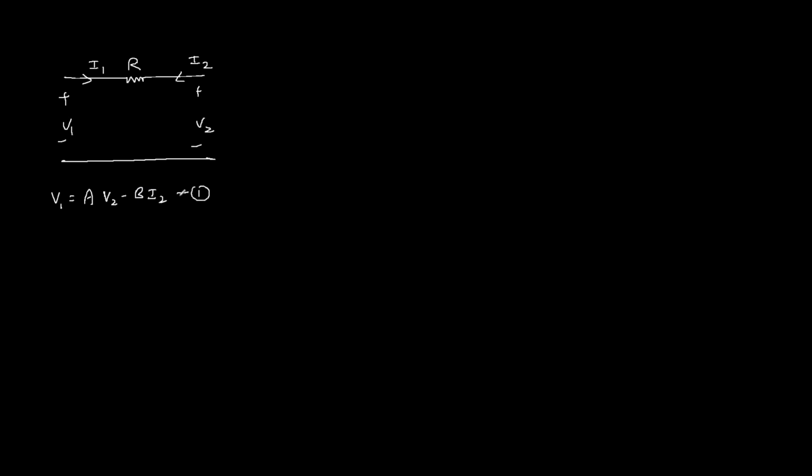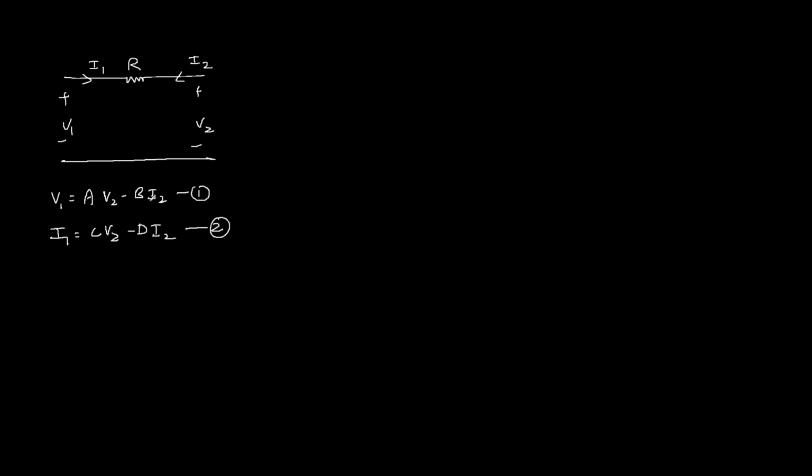Now let us find out the ABCD parameters for this two-port network or two-port circuit. Now, the equations for ABCD parameters are V1 equal to A V2 minus B I2, first equation. Second equation is I1 equal to C V2 minus D I2.